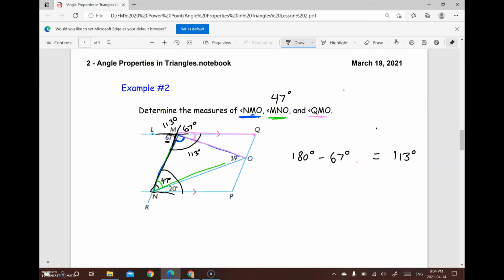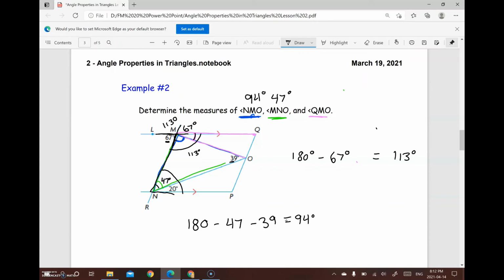All right, if I know that this angle is 47, this angle over here is 39, I could solve for this blue angle, angle NMO, because those three angles add up to be a triangle. Will add up to 180. So if I take 180, subtract 47, subtract 39, I get 94 degrees.